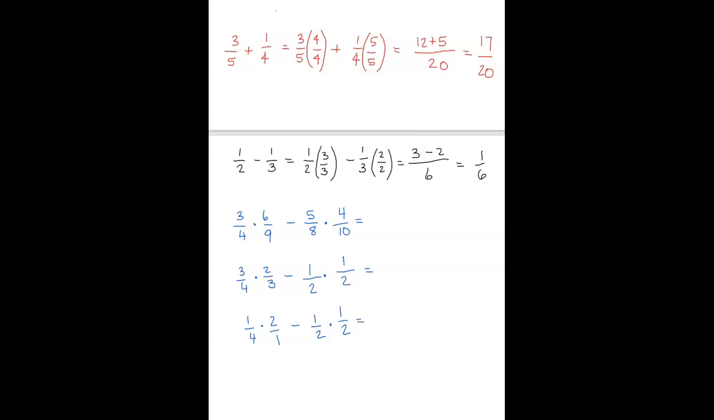All right, so let's take and we'll just do each of those pieces, right? I'm going to do my multiplication first, and then I'm going to do my subtraction. So 1 times 2 over 4 times 1, and then I'm going to have my subtraction of 1 times 1 all over 2 times 2. So this becomes a 2 over 4, right? This becomes a 2 over 4 here, minus 1 over 4. So my answer here is going to be a 1 over 4.